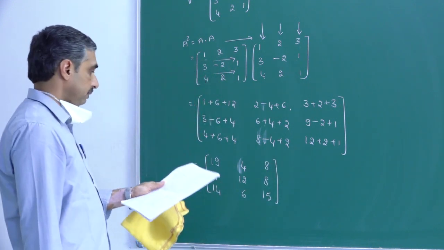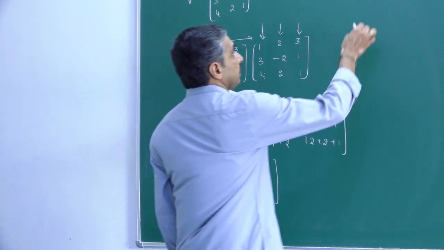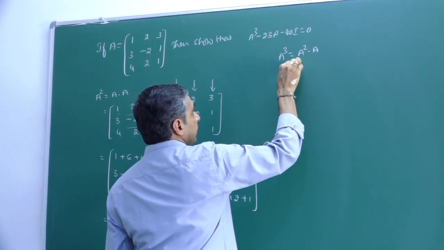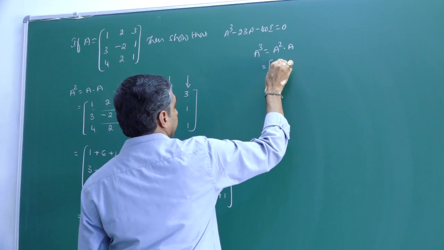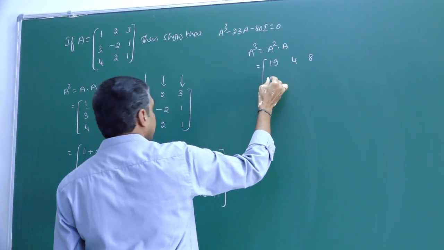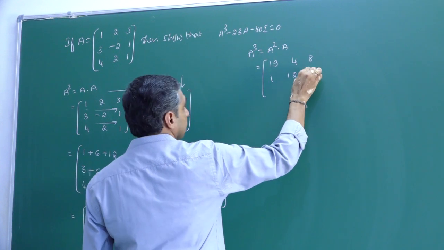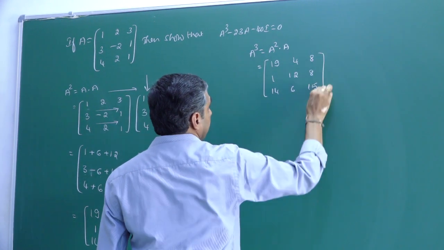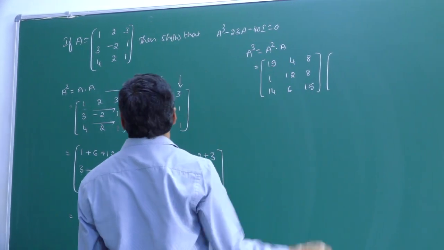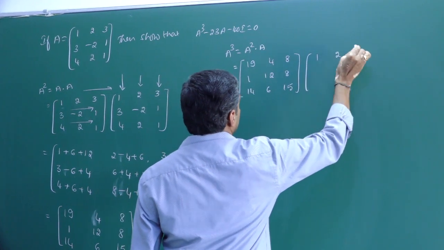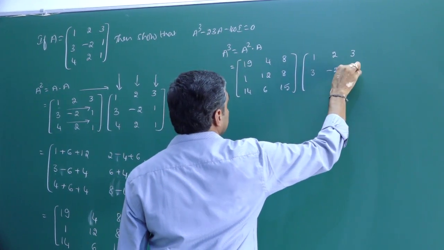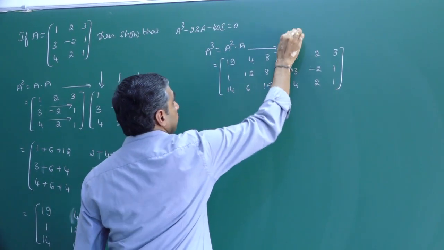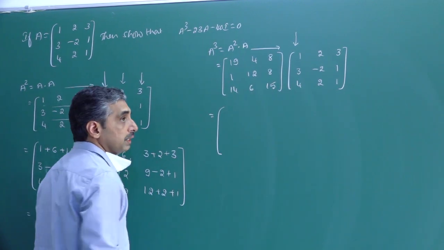So now, once you determine this, you go for calculating A cube. A cube can be written as A square into A. A square, you already determined: [19, 4, 8; 1, 12, 8; 14, 6, 15]. Now that is multiplied by matrix A, [1, 2, 3; 3, -2, 1; 4, 2, 1]. Once again, as usual, go for multiplication.